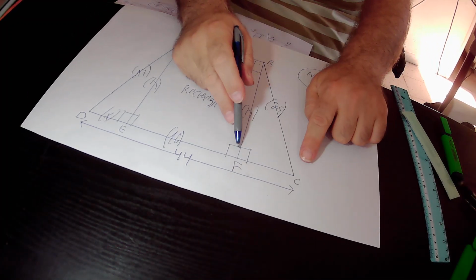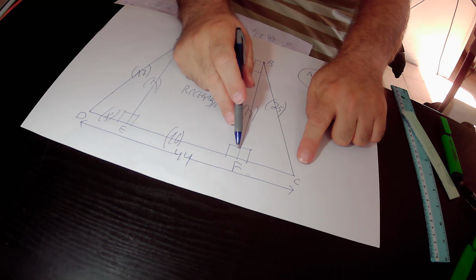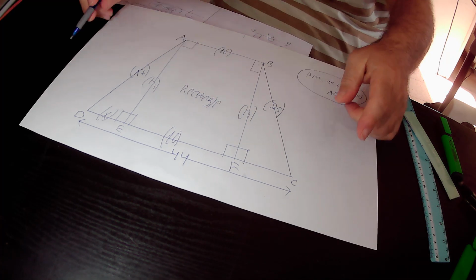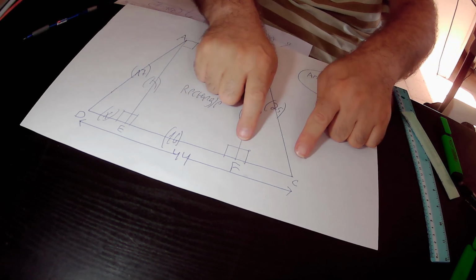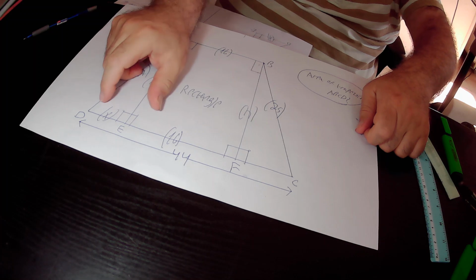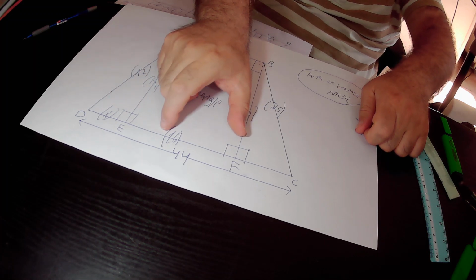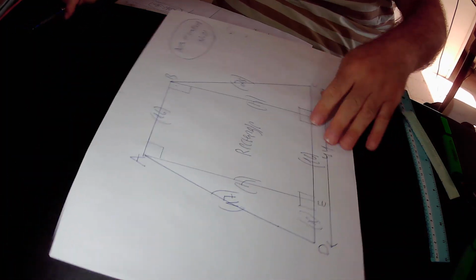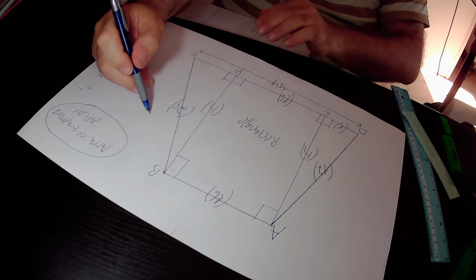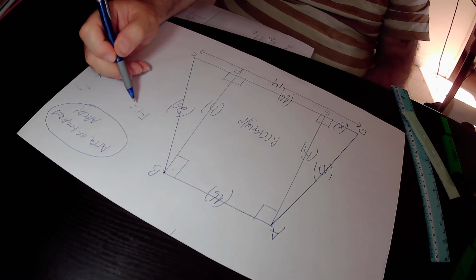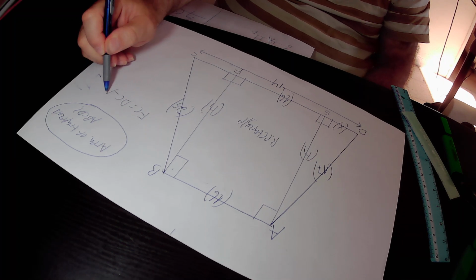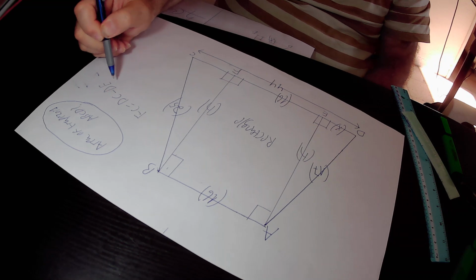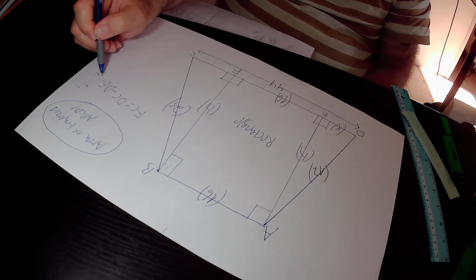What is the length of this missing line segment FC? From the drawing, it is very easy to see that FC in total equals DC minus DE minus EF. Again, FC in total equals DC minus DE minus FE. So it is known that FC is equal to DC minus DE minus EF.